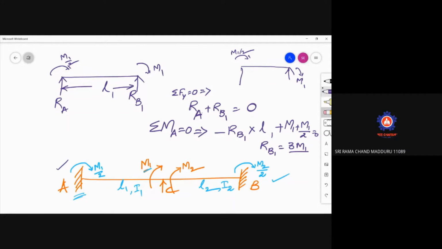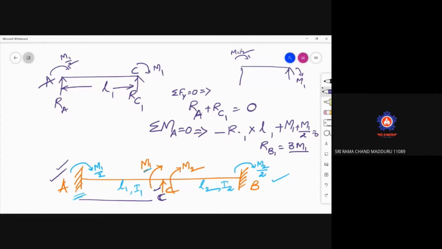Yes, RC1. You are correct. This is because our points are A as well as C that we are considering. So this is C only, right? So you are considering this span only. So this is A, this is C. So sigma M about A is equal to 0.